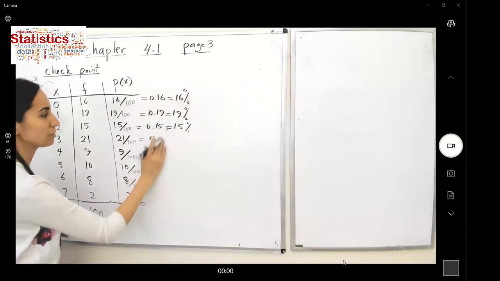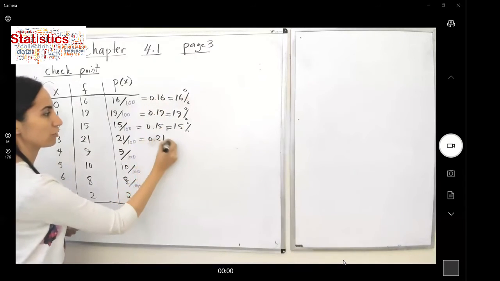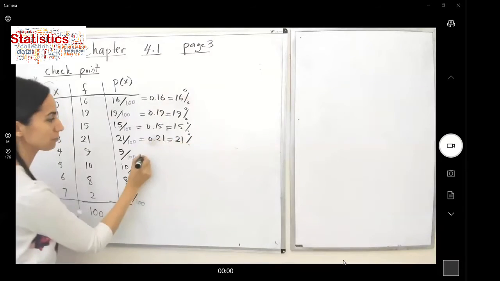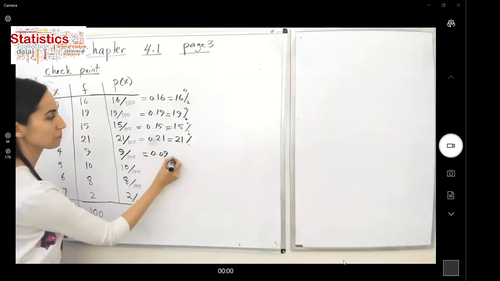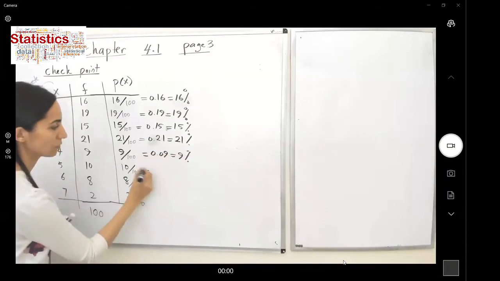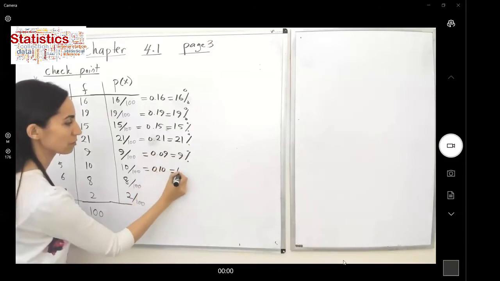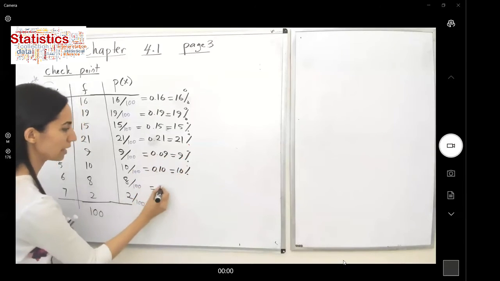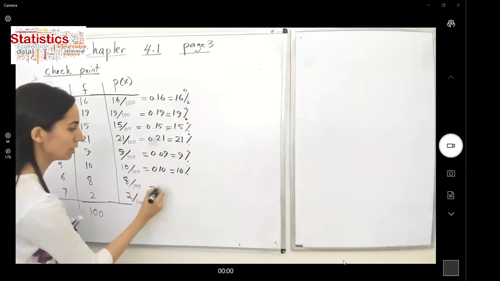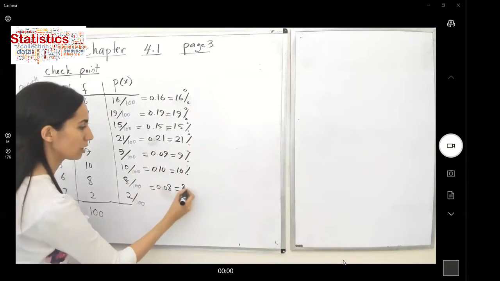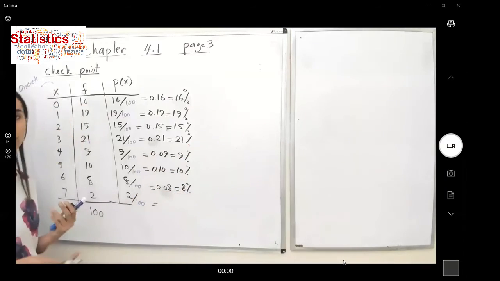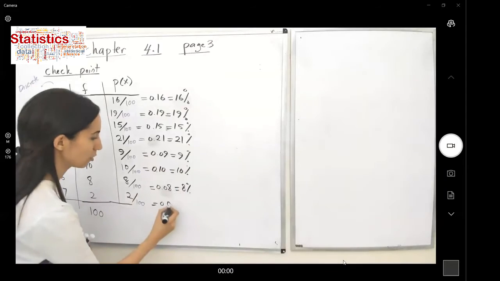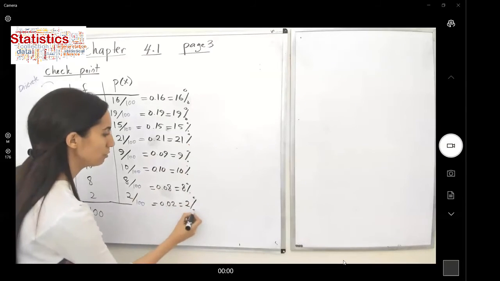21%, 0.21, 21%, 9%, 10%, and 8%, so 0.08, 8%, and just 2%, 0.02, 2%.